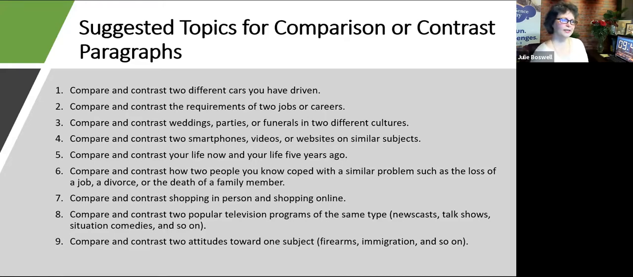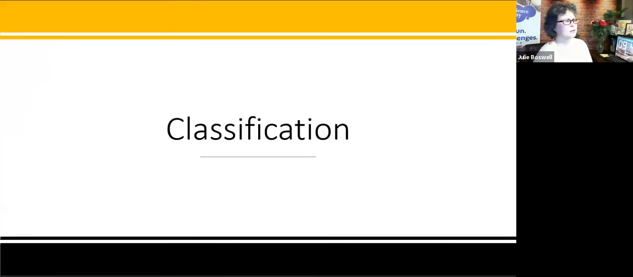Compare and contrast shopping in person and shopping online. 2 popular television shows of the same type: newscasts, talk shows, situation comedies, and so on. Or 2 attitudes towards one subject, firearms or immigration, and so on. So there are many, many ideas you could compare and contrast, sort of profitably, not just randomly. I think, you know, for a point, for a reason, to show something, to help people learn something. Not just to compare 2 of your friends. That doesn't seem nice. We move on to the third topic of the day, classification.